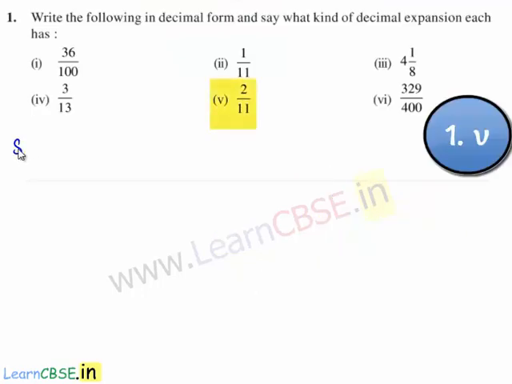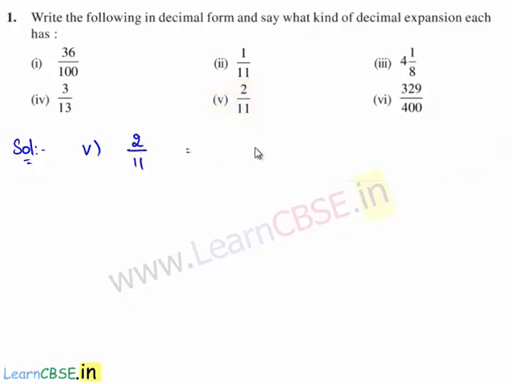So now let us move on to the fifth bit. Here we need to find the decimal expansion for 2 by 11. So let us divide 2 with 11. 11 does not go in 2, so we take a 0. 11 times 0 is 0. So the remainder is 2. 11 does not go in 2 again, so we take a decimal point.